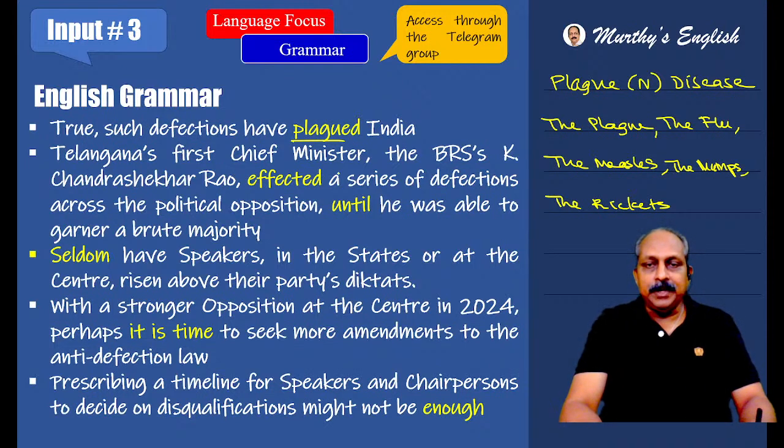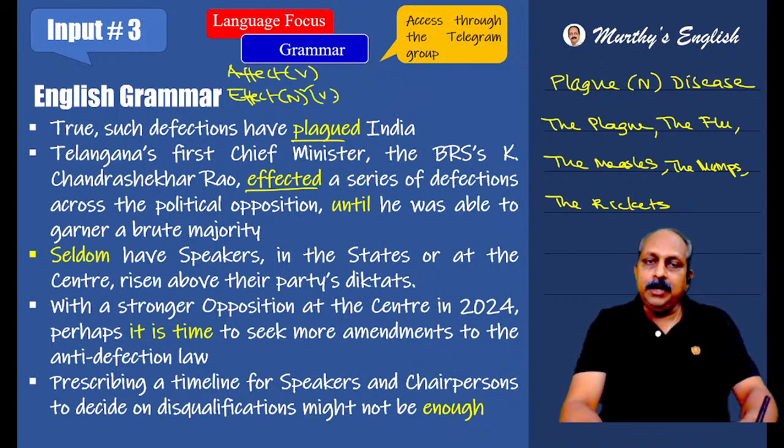Telangana's first chief minister, the BRS's K. Chandrashekar Rao, effected. This is again important. Our students know affect is a verb. Effect is usually used as a noun. It can also be a verb. Effected a series of defections means caused a series of defections.